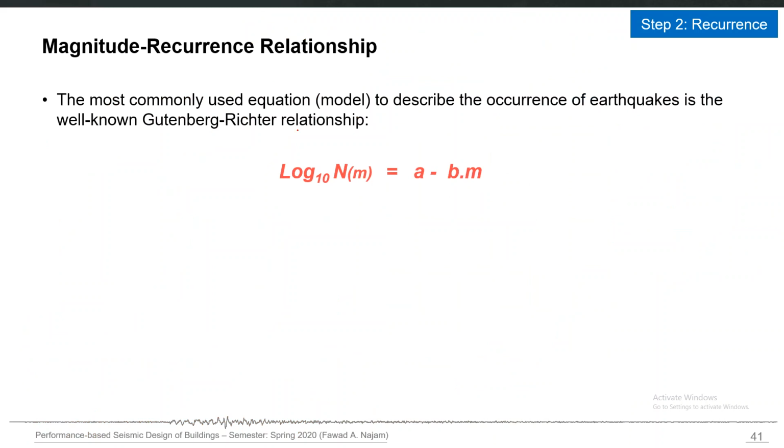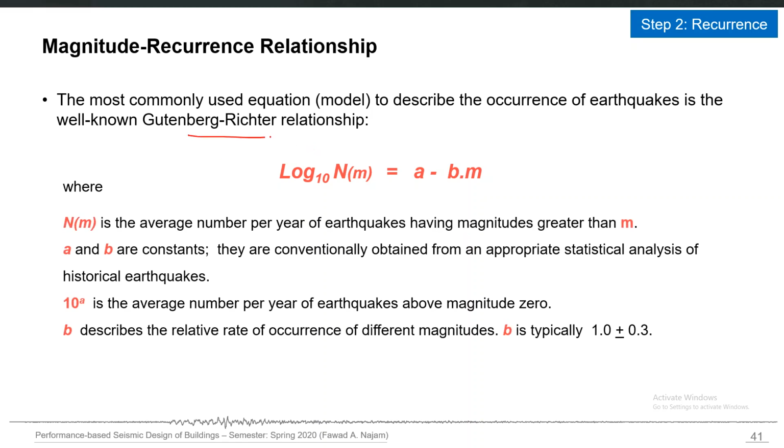The most commonly used equation or model to describe the shape of this relationship is the well-known Gutenberg-Richter relationship. And we have seen already that as we increase the magnitude, the number of earthquakes reduces exponentially. Which means that if we plot the log base 10 of the number of events on the y-axis as a function of the magnitude, we are expected to get a straight line.